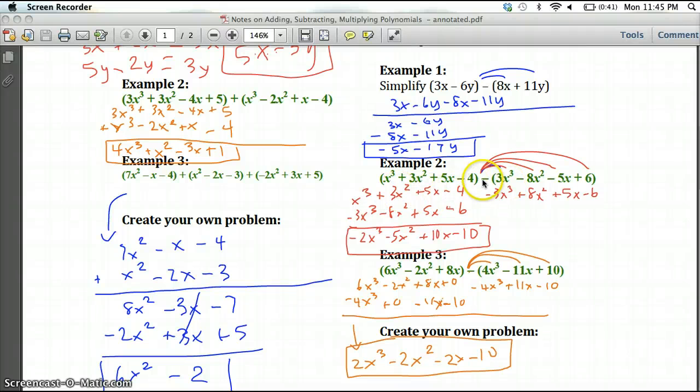Again, we're going to combine like terms, but first, look what I did. I have to distribute that negative to each of my numbers. So this becomes a negative 3x cubed. A negative and a negative becomes a positive 8x squared.